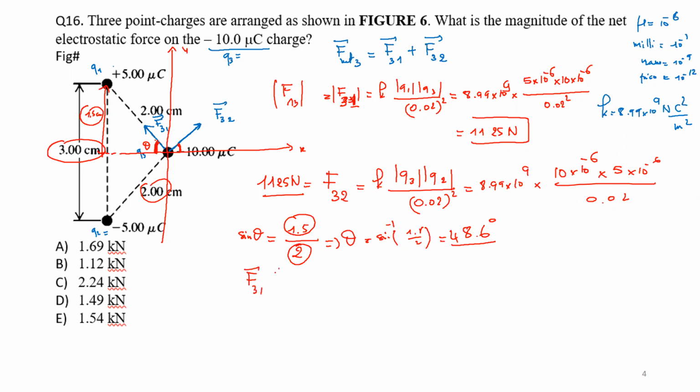F31 has 2 components along X, just magnitude. Now, along X here, it's negative, right? So you'll have minus, and then you'll have cosine 48.6 degrees. Along Y, it's positive. You'll have plus F31 sine 48.6 degrees. Okay.